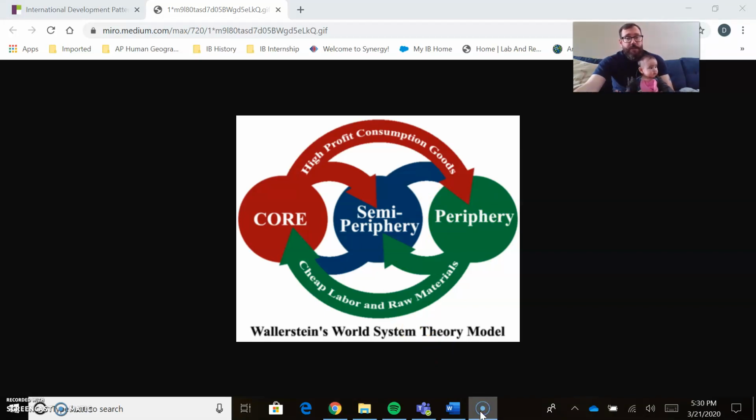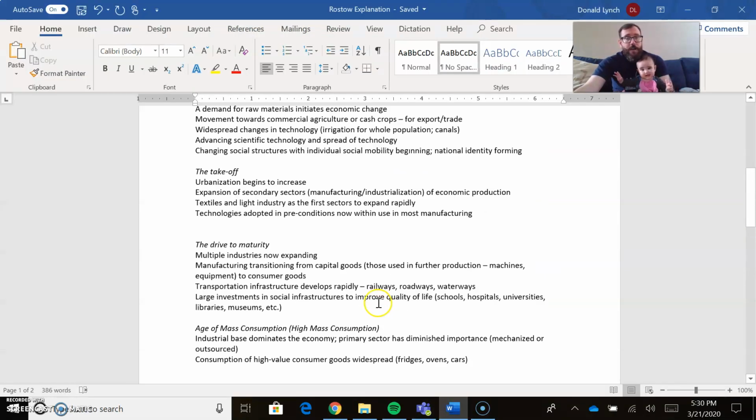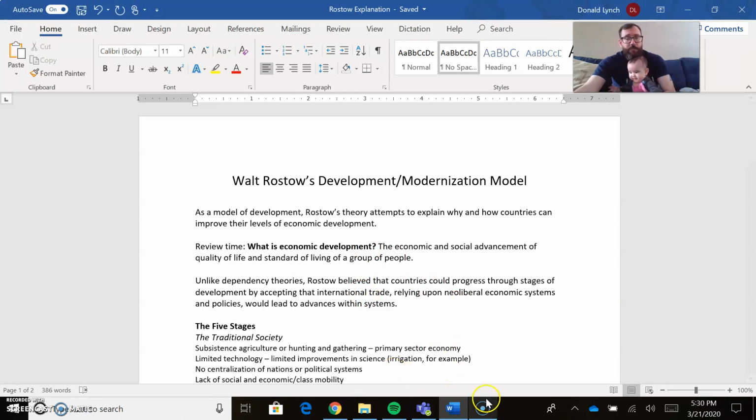So that essentially is the Rostow model of development with a little bit of Wallerstein in there as a criticism of Rostow.